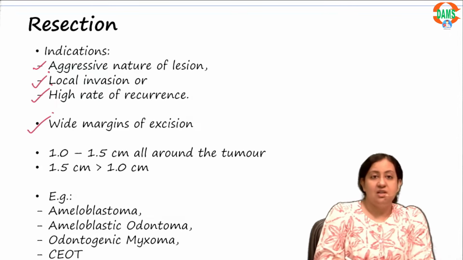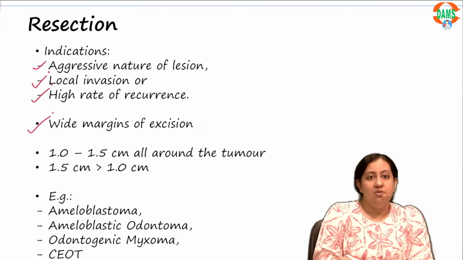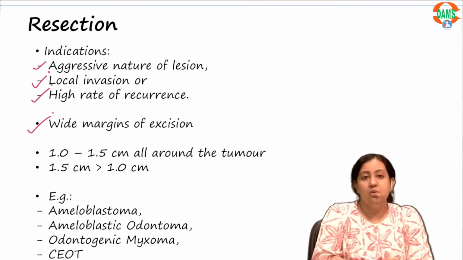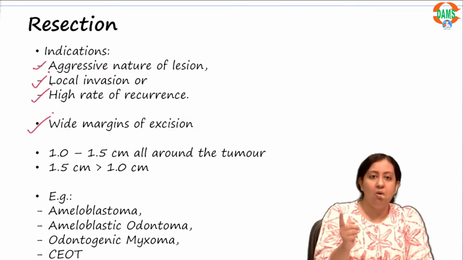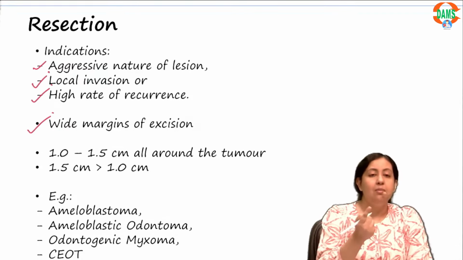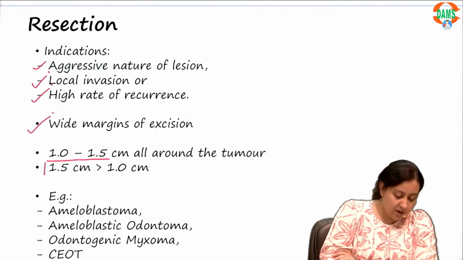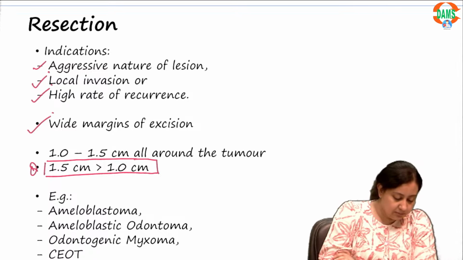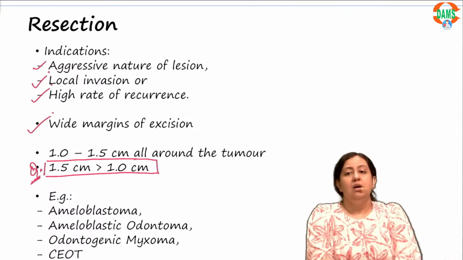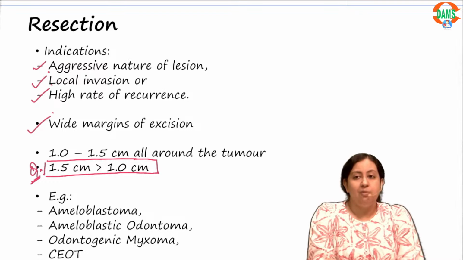When we are doing resection, we take wide margins of excision. So basically you take 1 to 1.5 centimeter all around the tumor, but for answering, please always mark 1.5 over 1. Please give preference to 1.5. Okay, so you take 1.5 margins all around to get a good clearance, to make sure that you have completely removed the pathological process and nothing is left behind.